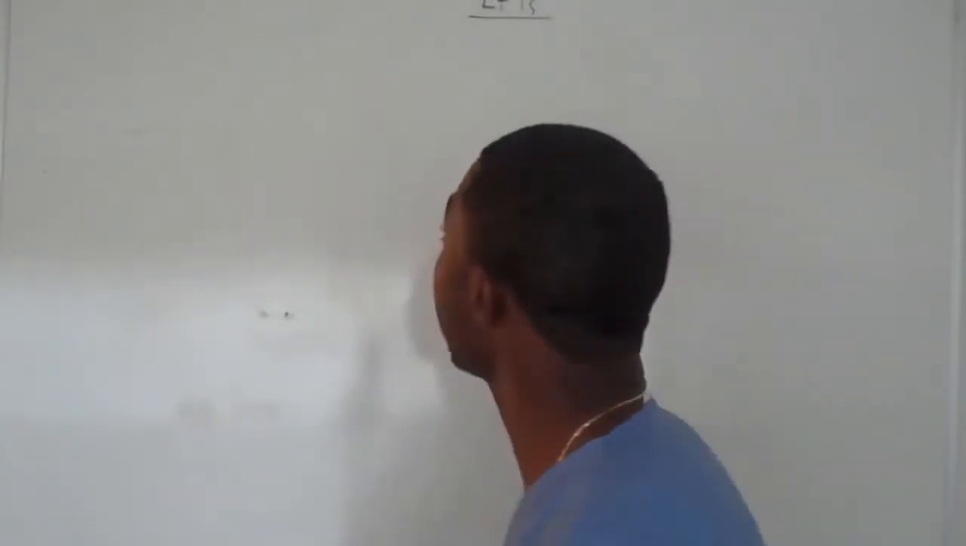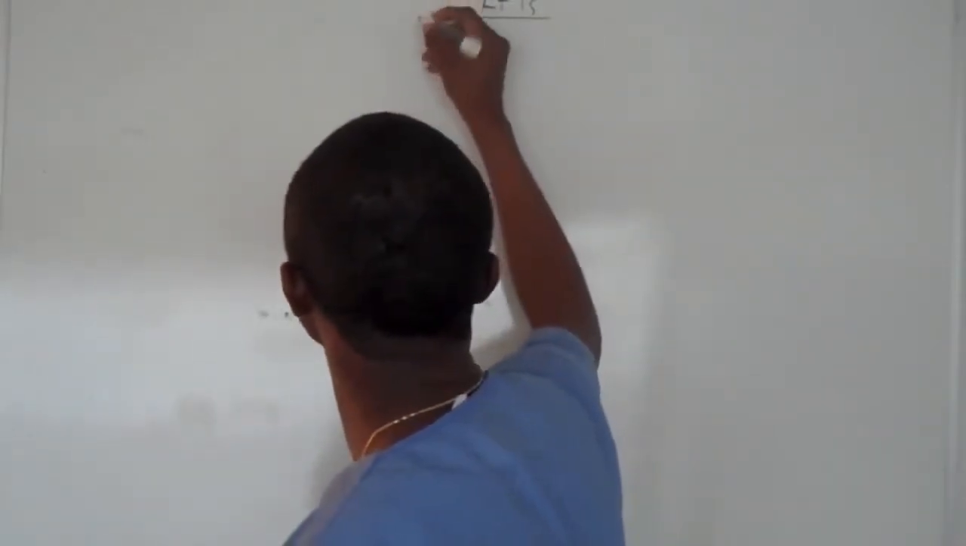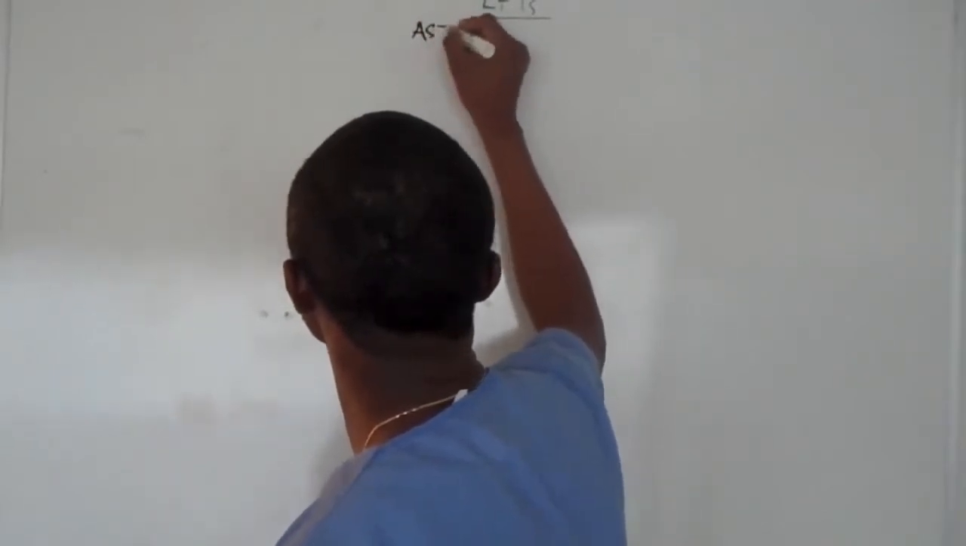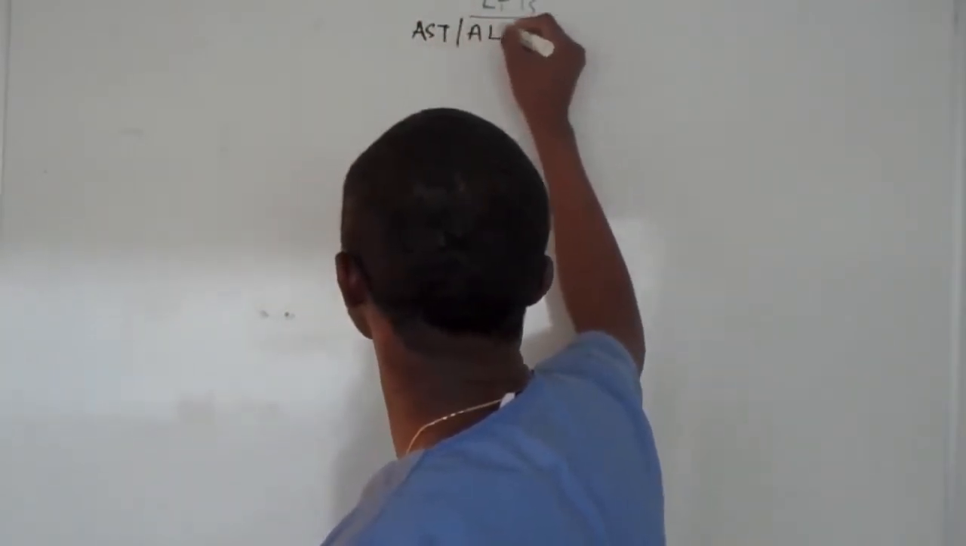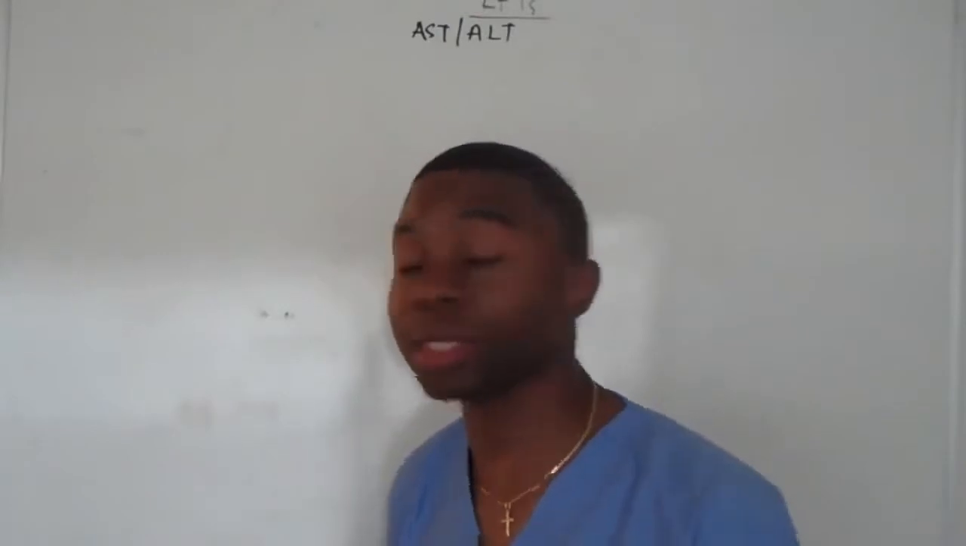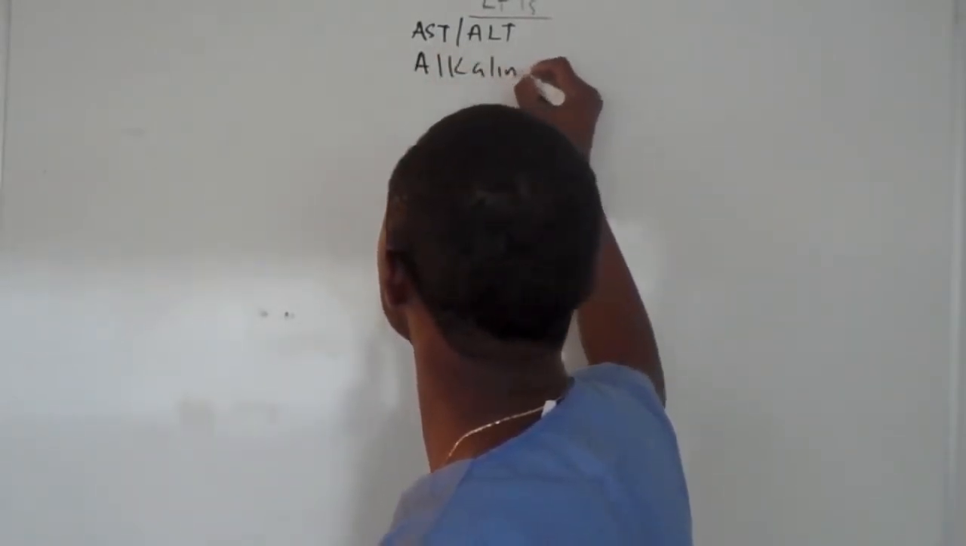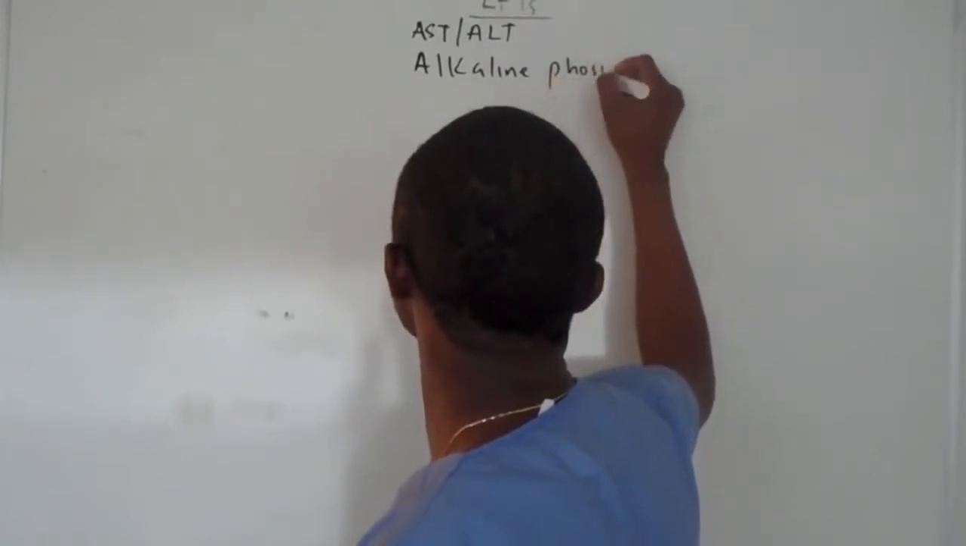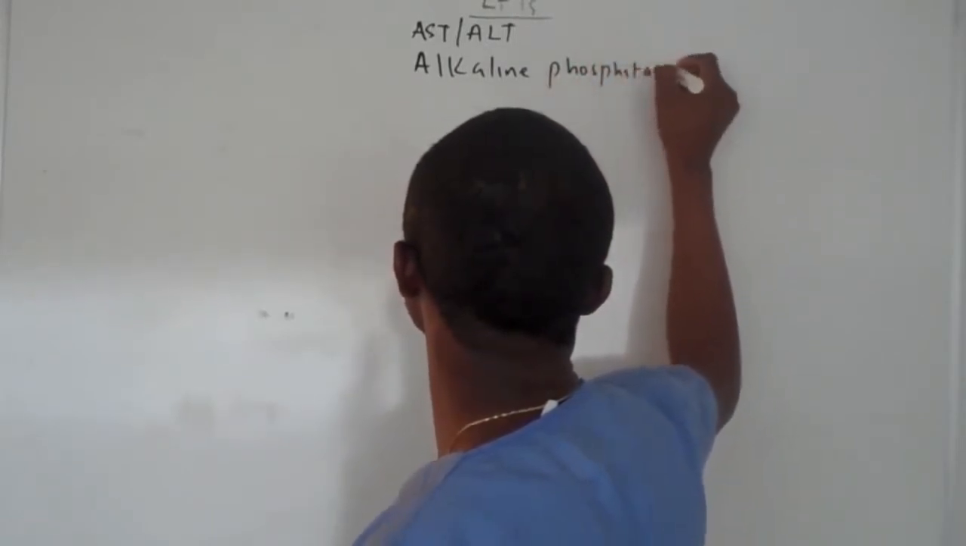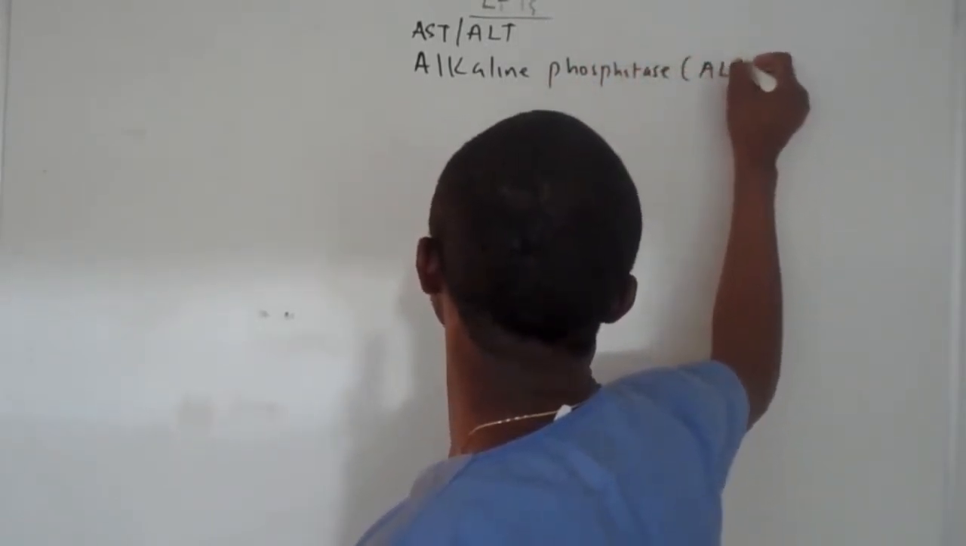So we're still on liver function tests. We talked about AST and ALT last time, and today we add in the extra component, which is your alkaline phosphatase, or alk-phos.